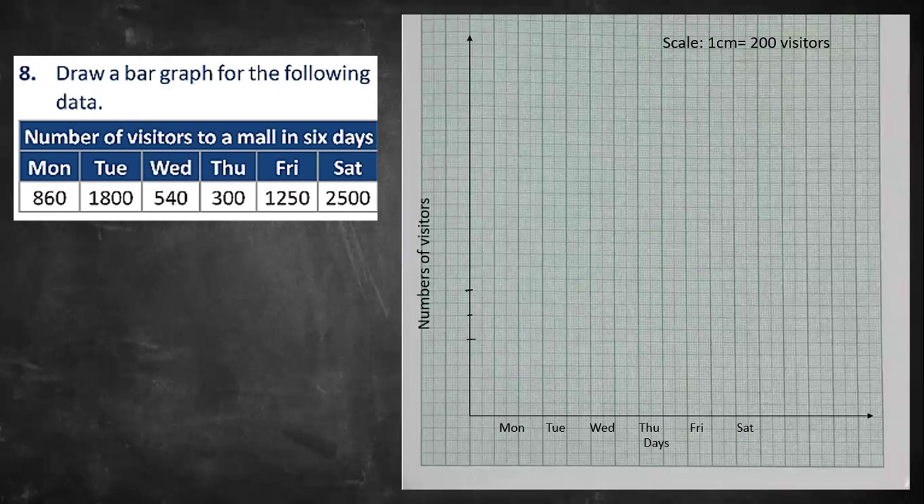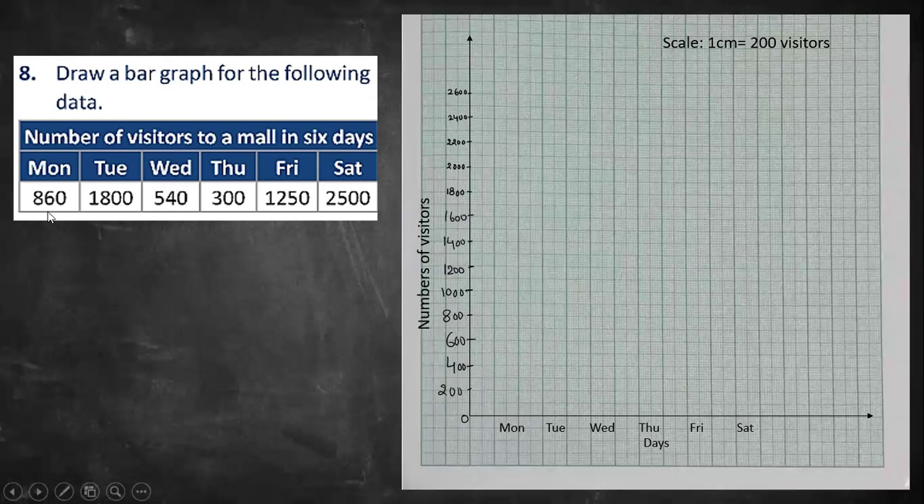The number of visitors now 0, 200, 400, 600, 800, 1000, 1200, 1400, 1600, 1800, 2000, 2200, 2400, 2600. So like this, we have written all these numbers. Okay. Now let's draw the bars.